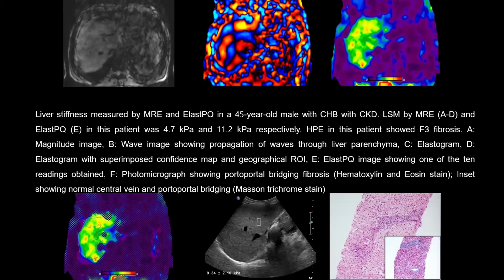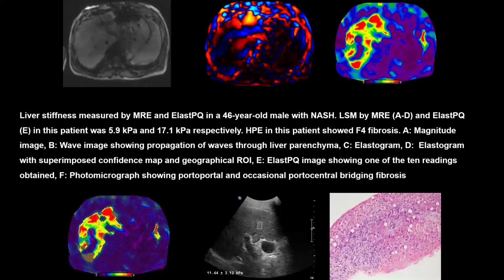Always also look at, as I said, the top magnitude image and then the color maps, the wave maps. That is the second image, and it shows that the shear waves are progressing well. So this is F4 fibrosis, where you have shades of red coming onto the color elastogram maps, and this was the higher grade of fibrosis that we detected.